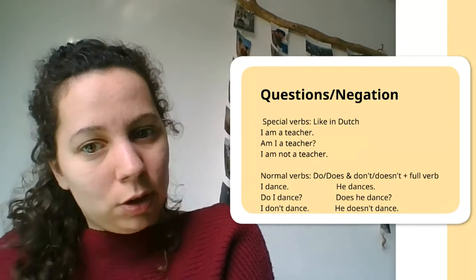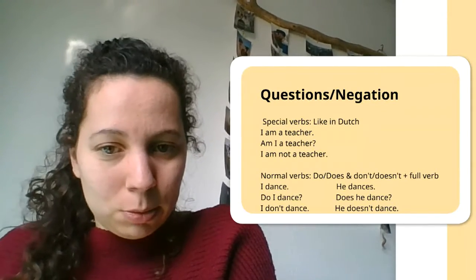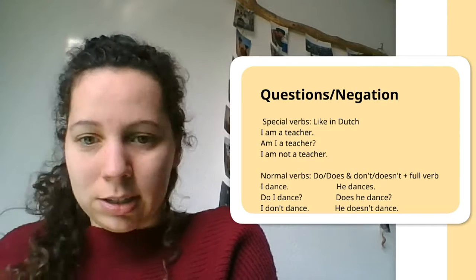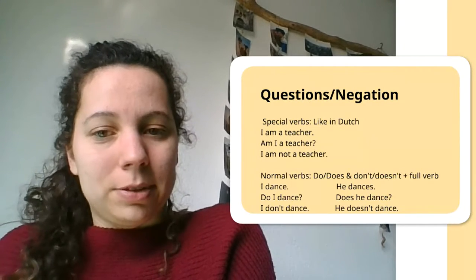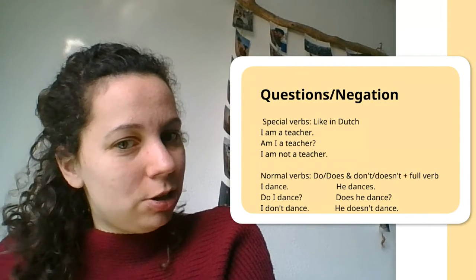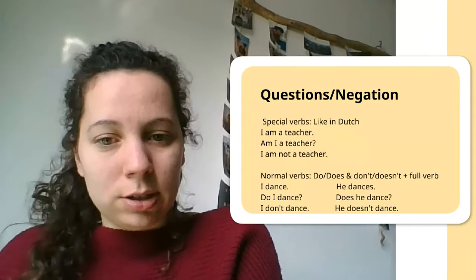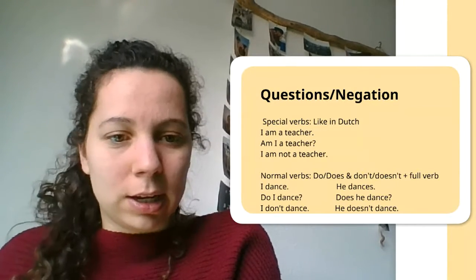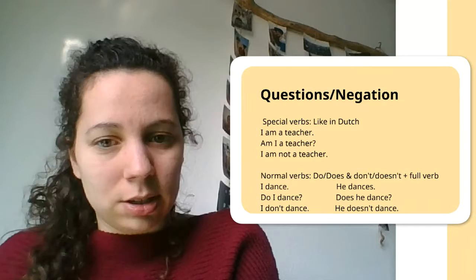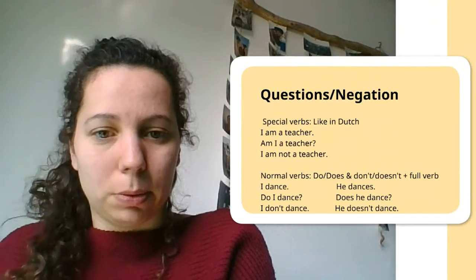It's does, where you have the S, and then the second verb in the sentence, dance, does not have an S at the end. Same applies for negation. He doesn't dance. Doesn't plus a full verb. So don't say "he doesn't dances". No, it's he doesn't dance, with a full verb.